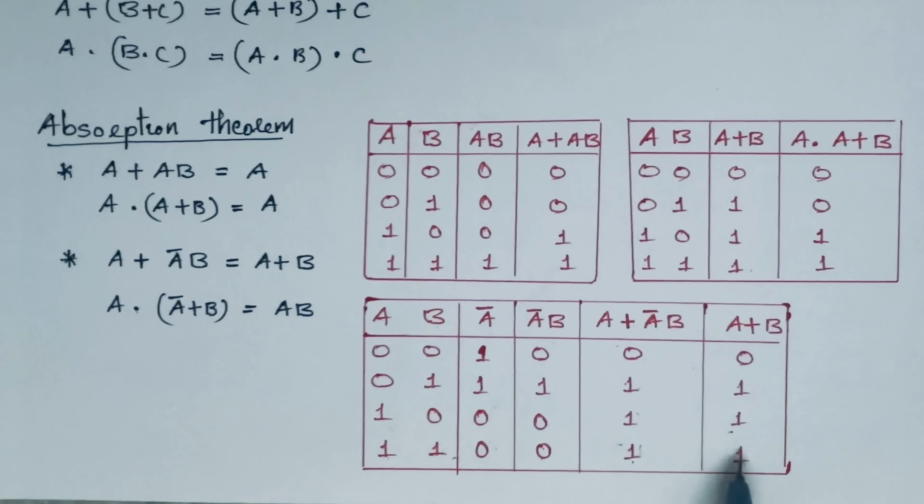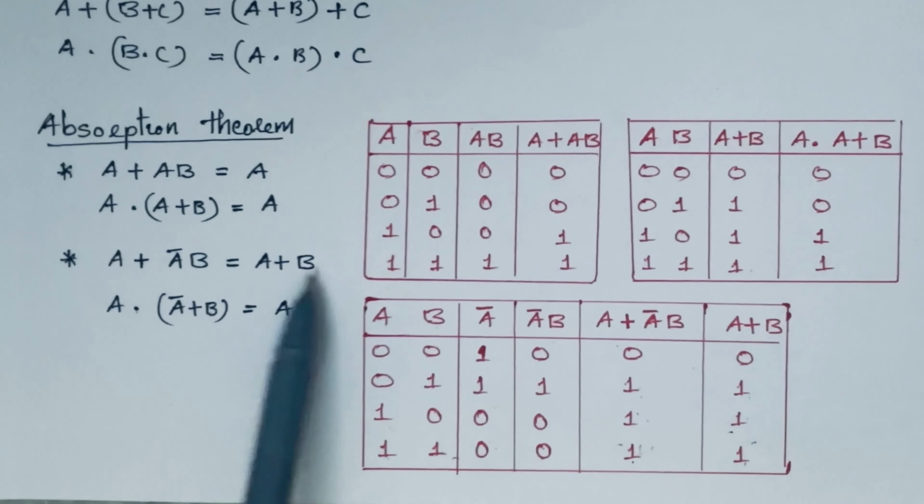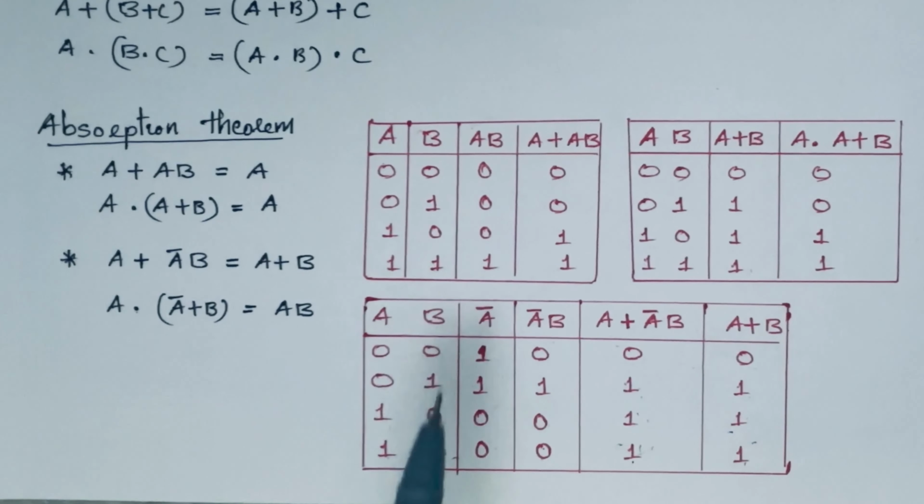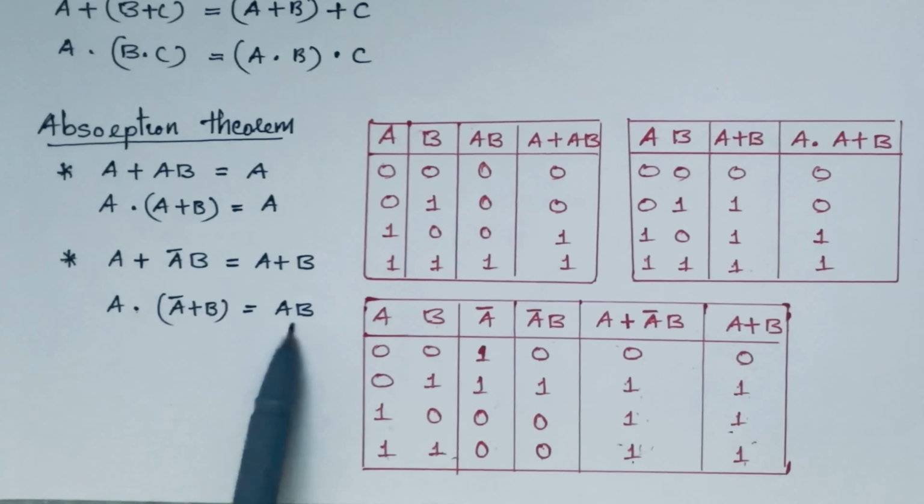Now compare these two columns. A plus A bar B is 0, 1, 1, 1. A plus B is also 0, 1, 1, 1. That means LHS is equal to RHS. A plus A bar B is equal to A plus B. Same way, with the help of a truth table, we can prove the second theorem also.